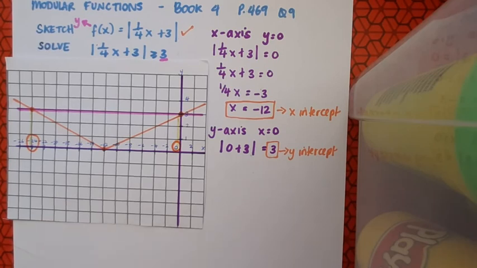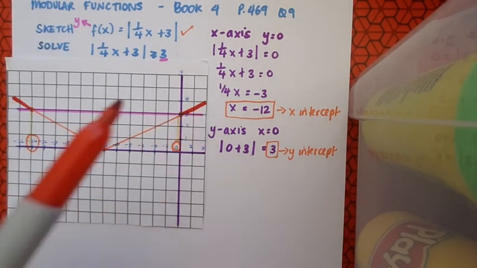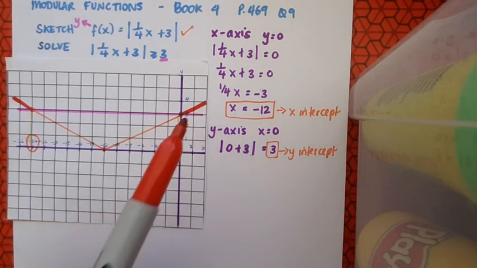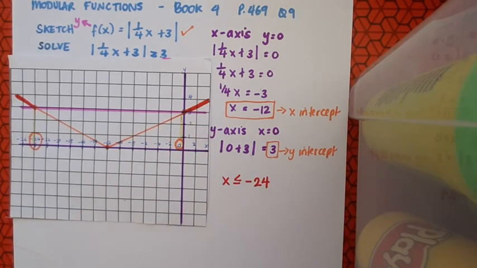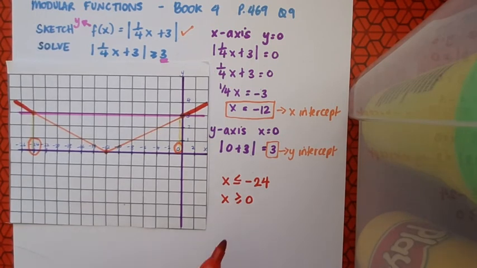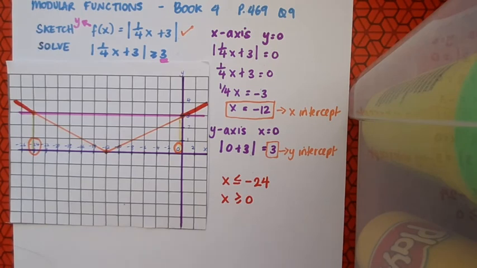So I'm trying to figure out where my orange function is above this pink line, where f of x is greater than or equal to 3. So I can see that this occurs in these two regions. So below minus 24 and above 0. So for the below minus 24, it'll be x is less than or equal to minus 24. And for the above 0, it's going to be x greater than or equal to 0. Notice that I include an equals part on my inequality symbol for my solution, because there was an equals on the symbol in the question originally as well, so I'm just reflecting that in my answer.